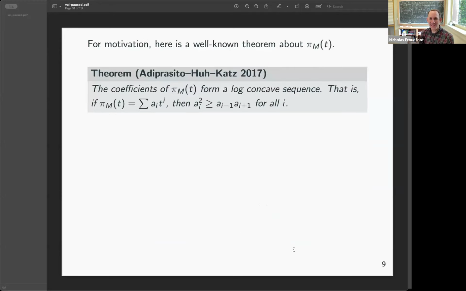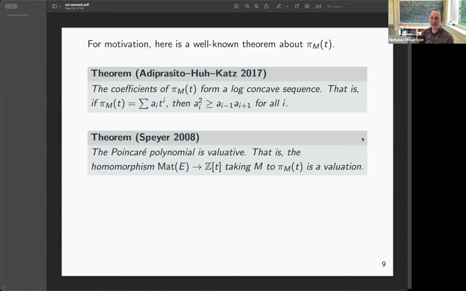And here's my little digression just to motivate the study of this polynomial. Maybe a lot of you are familiar with the theorem of Adiprasito, Huh, and Katz, and it says the coefficients of this polynomial form a log concave sequence. In other words, the coefficient of t to the i, a_i squared, is greater than or equal to a_{i-1} times a_{i+1} for all i. I'm not going to talk about this more, but I'm going to come back to it again when we talk about categorical invariance later.